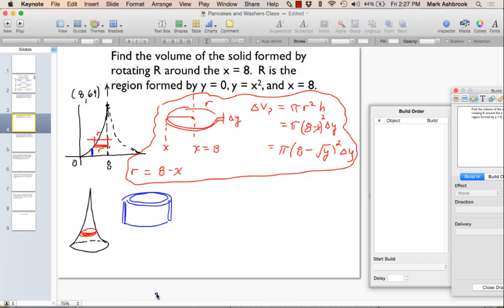So if we had done a vertical strip and done the same rotation around 8, we get what's called a cylindrical shell. It's like a sleeve. Like you put your hand right through it. And it's really thin that way. For another day, okay? Stay tuned.